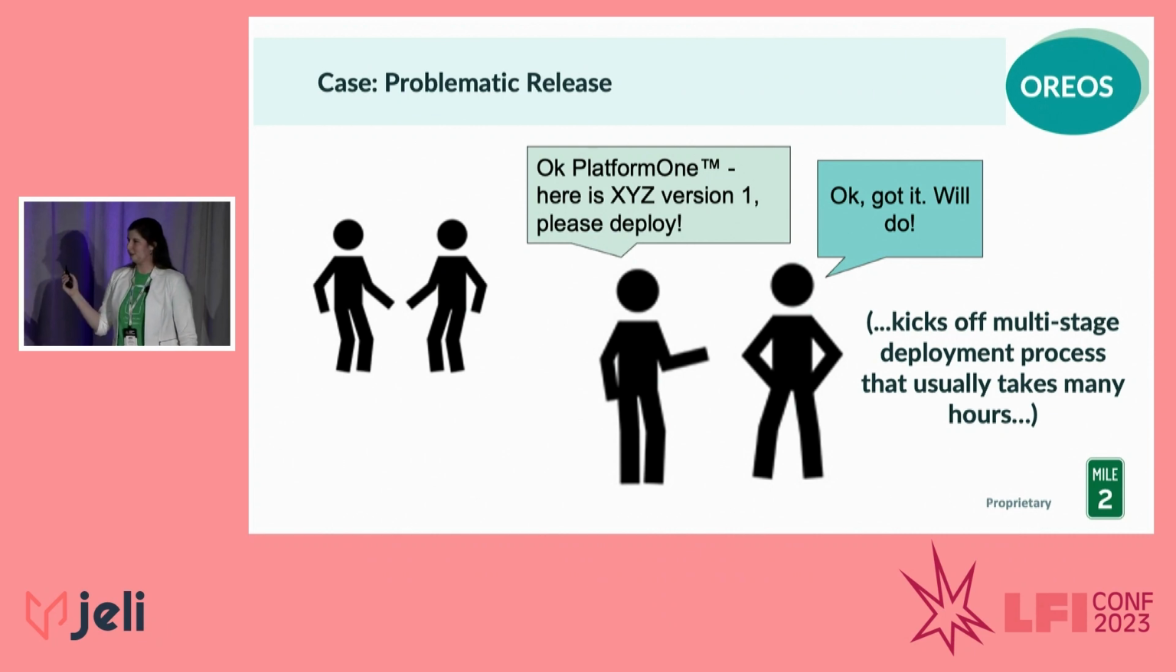So this is an example of a problematic release. All right, we got a first person here. OK, Platform 1, which, mind you, is the opaque cloud service that I mentioned before. So Platform 1, here is XYZ version 1. Please deploy it. It's all ready to go. Platform 1 says, OK, got it, will do. And they kick off a multi-stage deployment process that usually takes several hours.